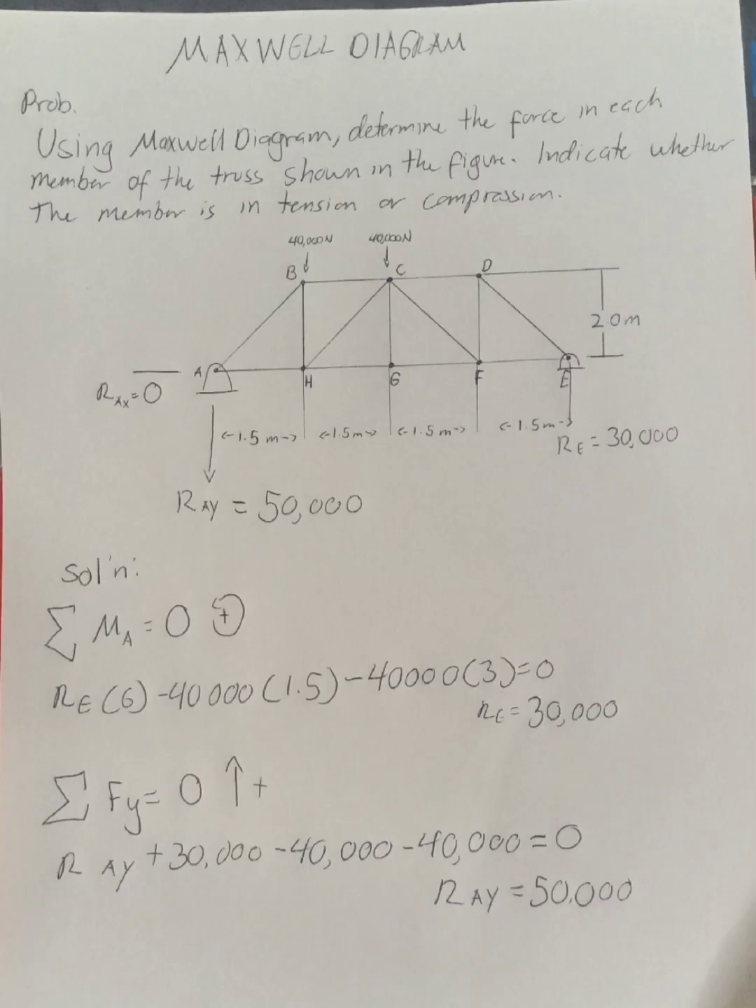Since we don't have a horizontal force, RAx is equal to 0, and we have vertical reactions at A, RAy, and RE, and we will use statics to get the value of the reactions. Summation of moments about A is equal to 0, counterclockwise. So we will have this formula: RE times 6 minus 40,000 times 1.5 minus 40,000 times 3,000 is equal to 0, so RE is equal to 30,000. Solving for RAy, summation of forces vertical equal to 0, RAy is equal to 50,000.